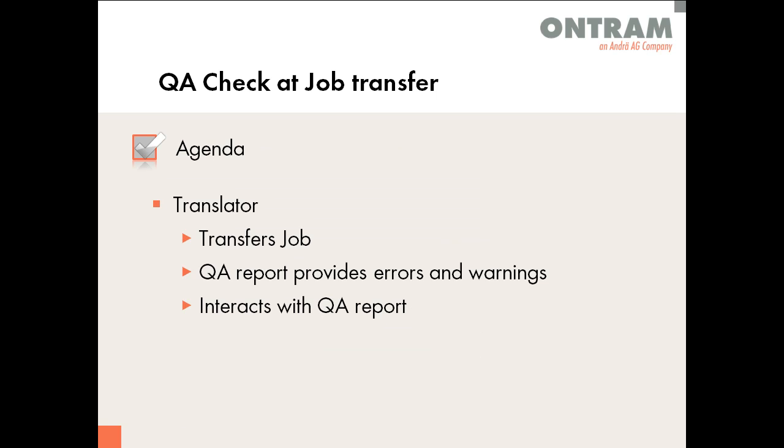This video tutorial will cover a situation where a translator has just finished his translation task and wants to hand over the job to the next workflow participant. While handing over, ONTRAM's QA check functionality will provide the translator with several errors and warnings. Finally, the translator interacts with the QA report, fixes the segments, and hands over the task.